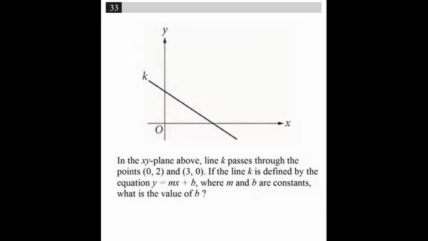Okay, so for question 33, we're given 0.02, which is here, and 30, which is here. And we're given the equation of a line, y equals mx plus b. What is the value of b? Well, in that case, they give us b already. B is the y-intercept, so that would just be 2. B is 2.